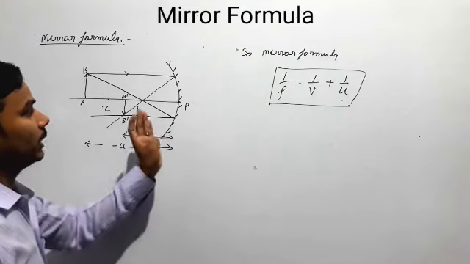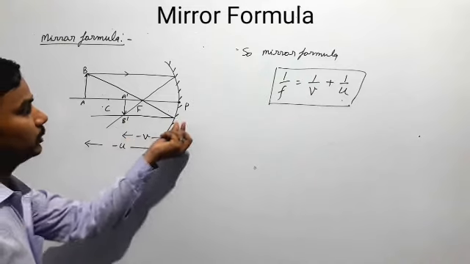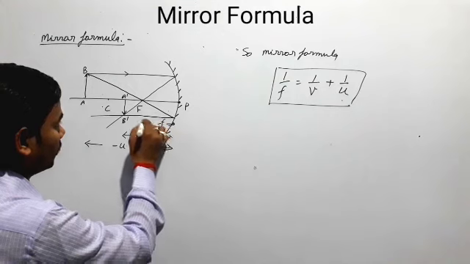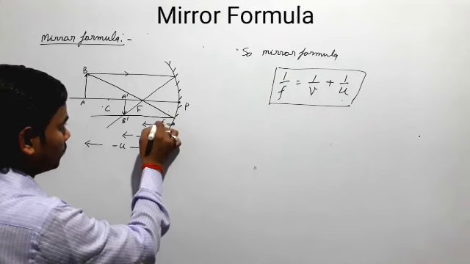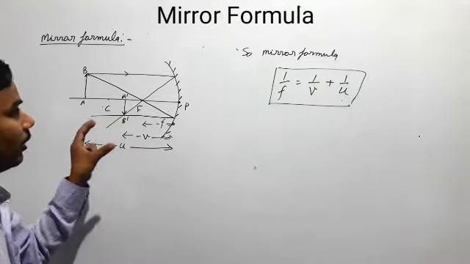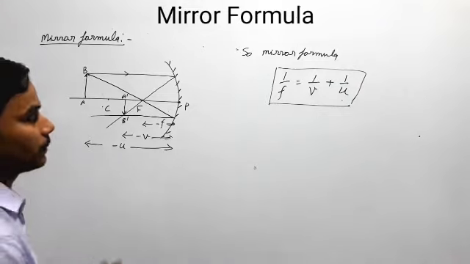Now the focal length is the distance of the principal focus from the pole, and this is also on the left side, so this will be negative for this condition. So in numericals we will put all these values in the mirror formula with sign convention. Okay.